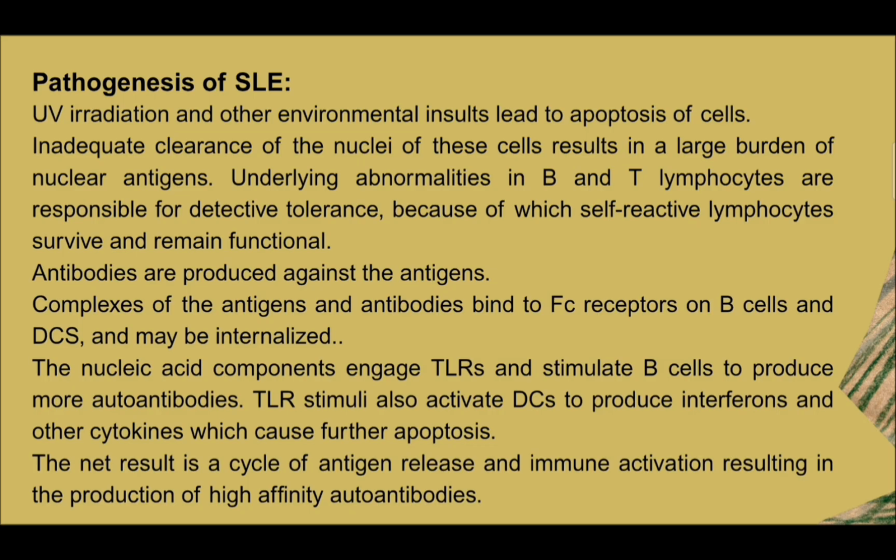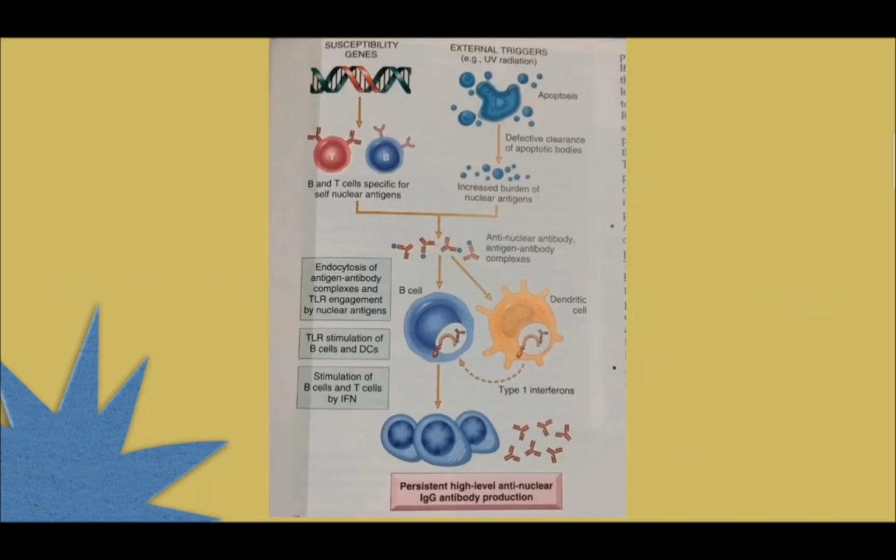impaired clearance of the apoptotic bodies, leading to accumulation of an increased amount of nuclear antigens, which leads to the production of anti-nuclear antibodies. There is further formation of antigen antibody complexes in the circulation, and endocytosis of the immune complexes by the B cells and the dendritic cells, and there is stimulation of B cells and T cells, finally leading to persistent production of IgG autoantibodies.